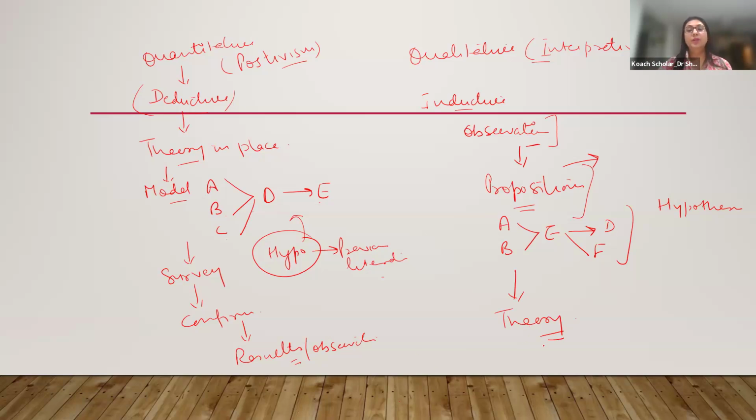Based on this theory, we only have propositions. I hope you are now clear with these basic terms: qualitative, quantitative, positivism, interpretivism, ontology, epistemology, philosophy, assumptions. Every research, whether qualitative or quantitative, has ontology and epistemology, number one. Number two, quantitative follows a deductive approach. Qualitative follows an inductive approach, right?